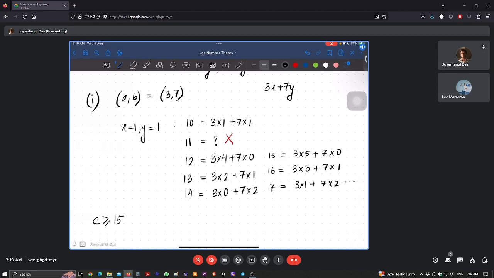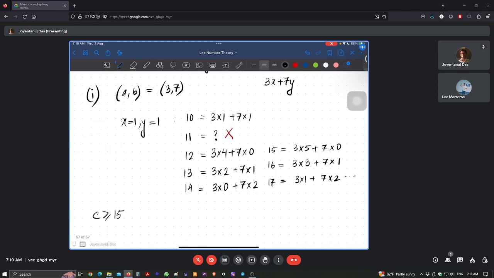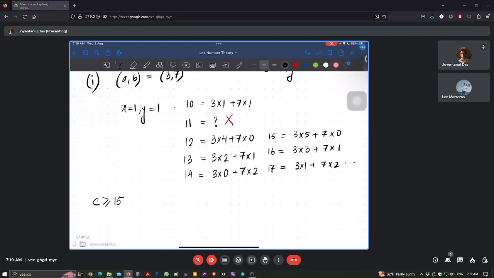Suppose C is any number bigger than or equal to 15. I can always subtract a multiple of 3 to make it below 12, 13 or 14. So any number C is equal to 3 times some Q plus the remainder I have. Since C is greater than or equal to 15, I always have Q to be at least 5. So this is fine.